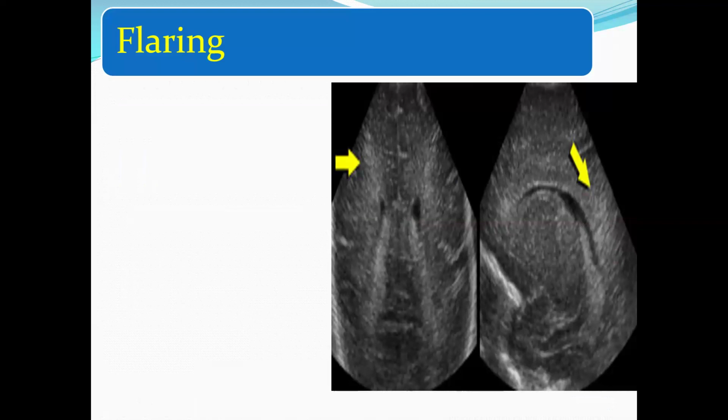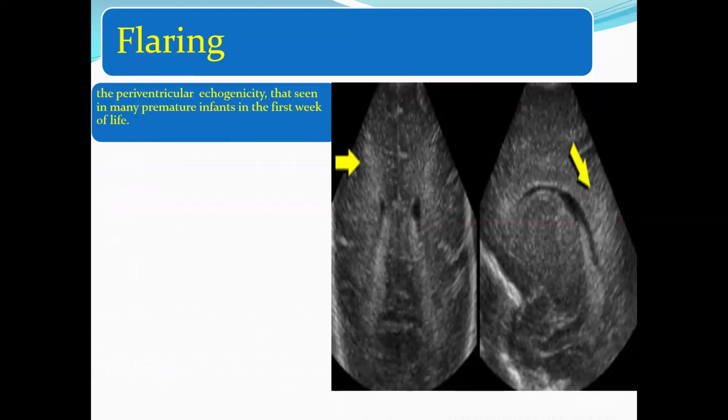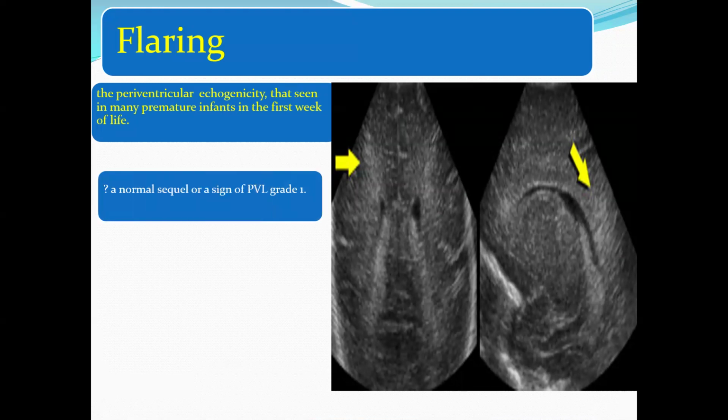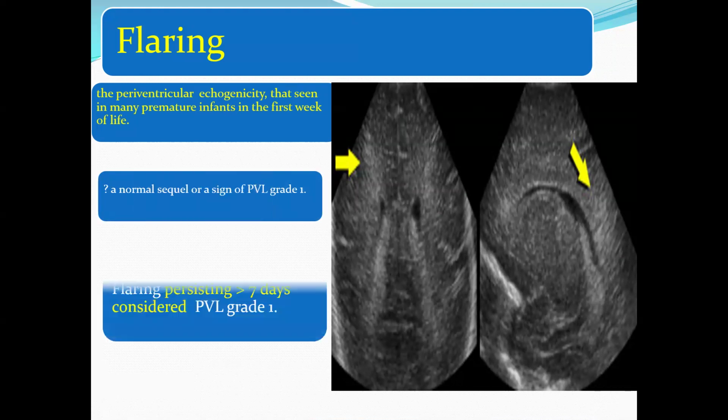When we talk about PVL, we have to mention flaring. What is flaring? It is the periventricular echogenicity that is seen in many premature infants in the first week of life. Is it normal or a sign of PVL? First, if flaring persists more than 7 days, it is considered PVL grade 1.